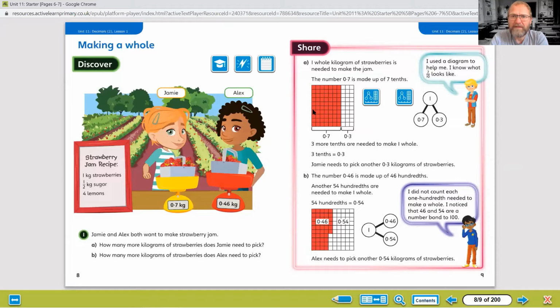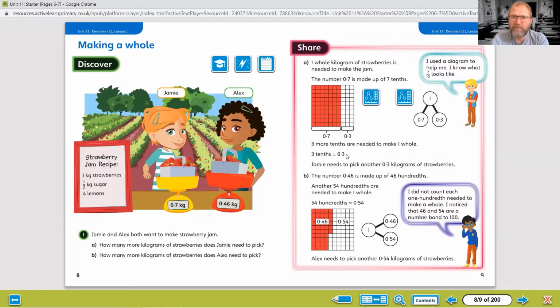We can see here there's 7 tenths. So how many more tenths is needed to make the whole? And as you can see here, it is 3 more tenths. 1, 2, 3. This is how it would look in a part-whole model. Okay, we can see we've got 1 whole is made of 0.7 or 7 tenths. Okay, we've got 7 in the tenths place value column, and 0.3, or 3 tenths. And the 3 there is in the tenths place value column. So 3 more tenths are needed to make 1 whole.